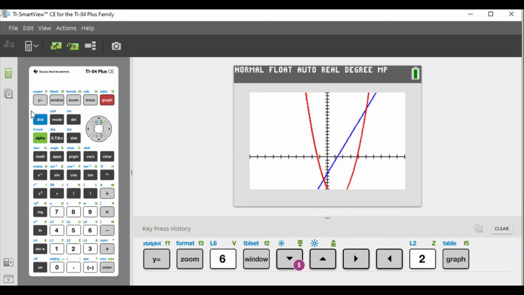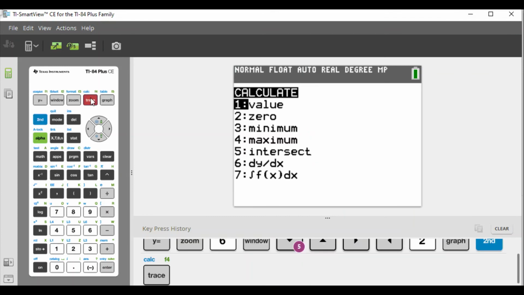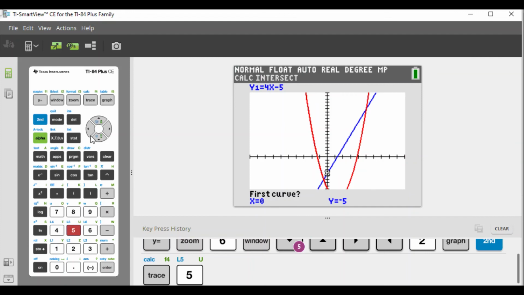Because the intersection points are in the window, so we can see them, hit second trace or second calc, choice 5 for intersect. Now we're going to move the cursor closer to the point of intersection and hit enter once, twice, 3 times. And we see here a point of intersection at negative 0.5, comma negative 7. And that's what we got when we solved algebraically.